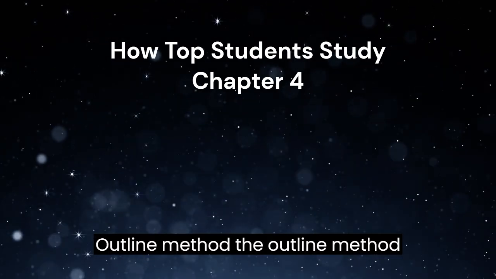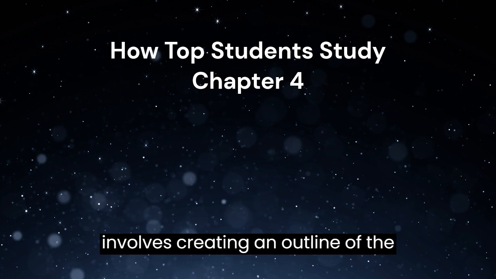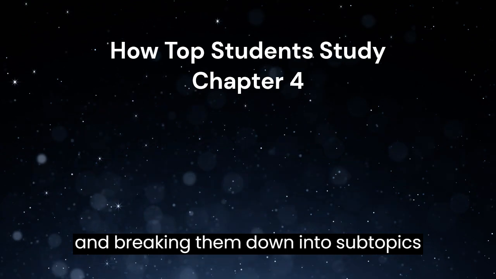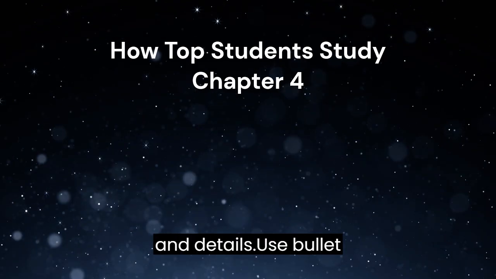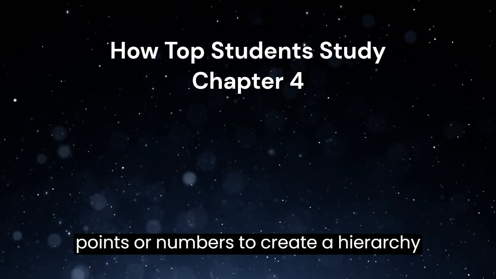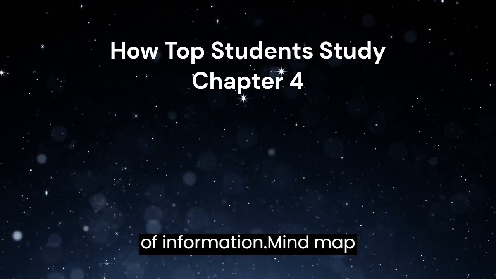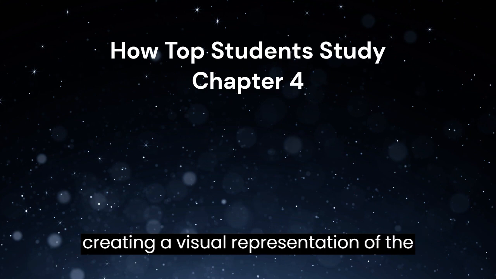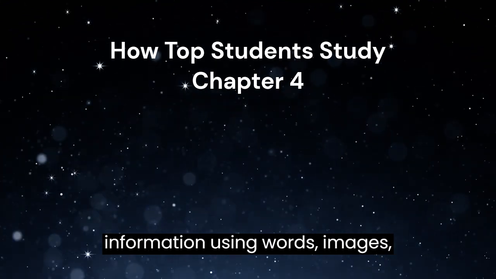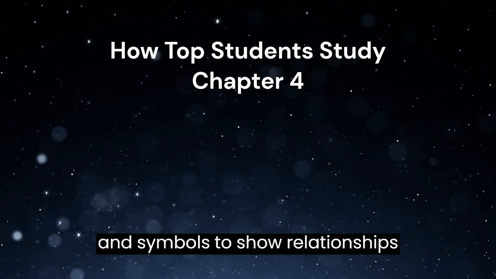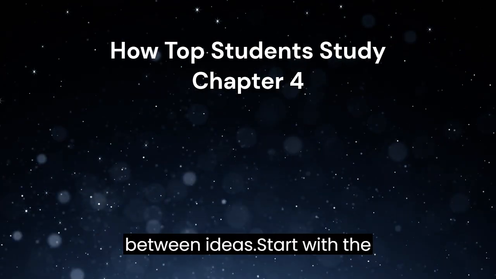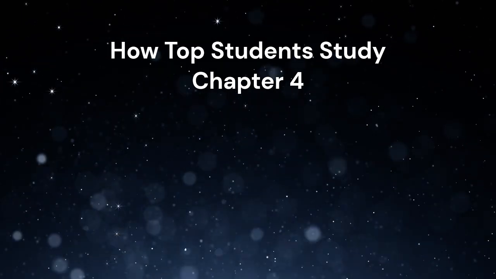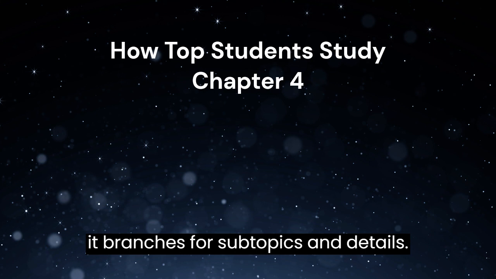Outline method. The outline method involves creating an outline of the material, starting with the main ideas and breaking them down into subtopics and details. Use bullet points or numbers to create a hierarchy of information. Mind map method. The mind map method involves creating a visual representation of the information, using words, images, and symbols to show relationships between ideas. Start with the main idea in the center of the page and branch out for subtopics and details.